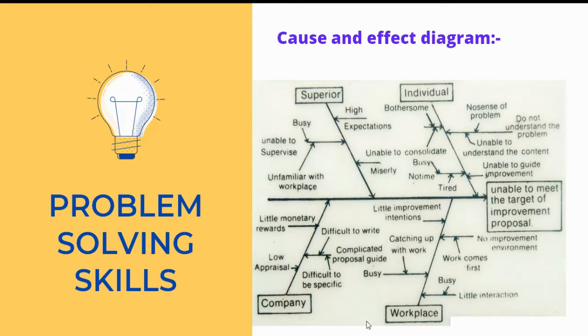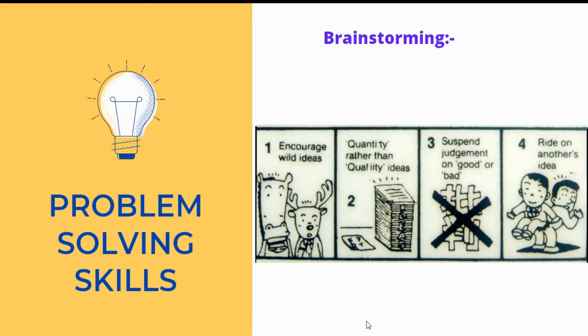As you see, the smaller arrows connect the sub-causes to major causes, which in turn could lead to a quality problem. The second tool is brainstorming.